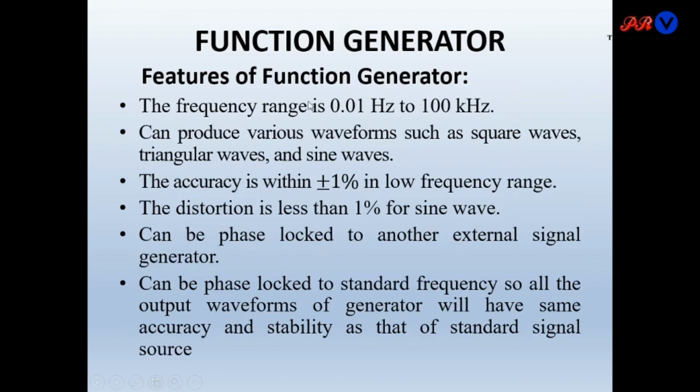Now, the features of function generators. The frequency range is 0.01 hertz to 100 kilohertz. They can produce various waveforms: square wave, triangular wave and sine wave. The accuracy is within ±1% in the low frequency range. The distortion is less than 1% for the sine wave.